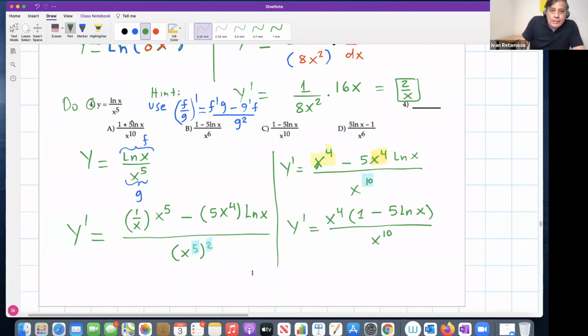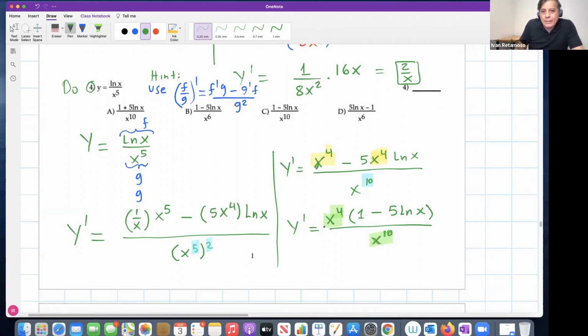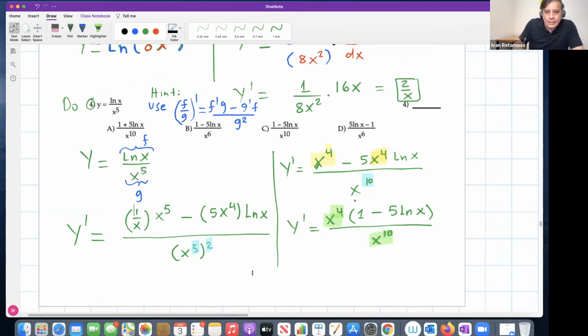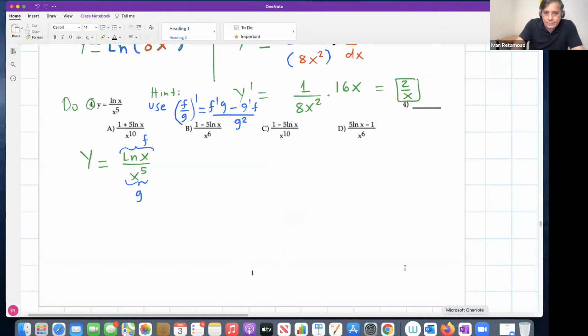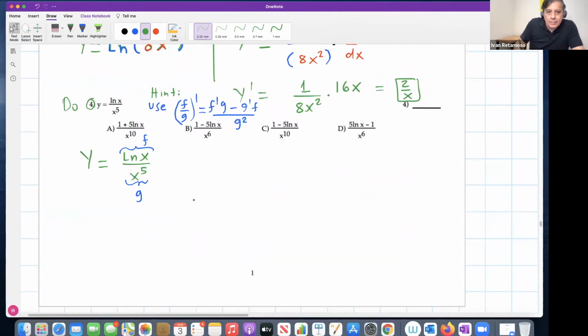Now I want you to pay attention to these two guys. Look at this guy and this guy. It's possible to simplify them, right? This x to the 4 with this x to the 10, right? So simplifying, we're going to close this and open this up again for you. Yeah, what happened with our stuff? Let's just redo it quickly.